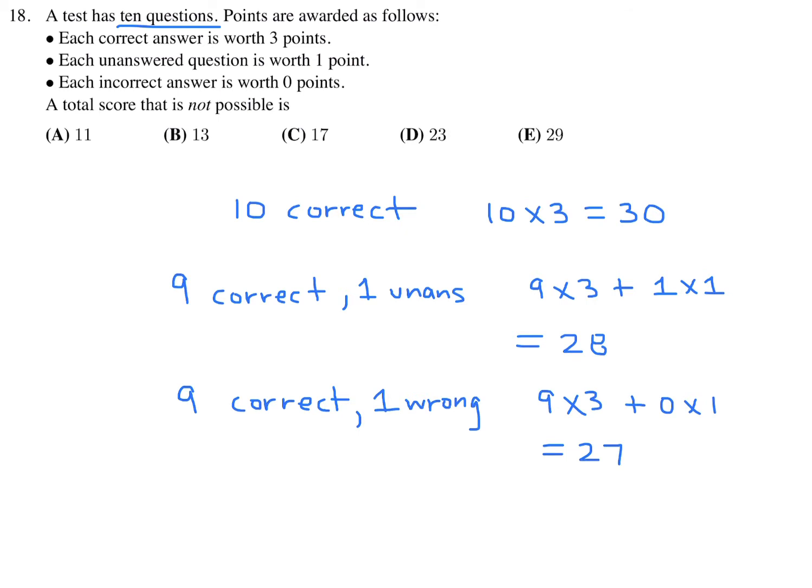And then so on down, right? 8 correct, 1 unanswered, and so on. Notice there's one score that's not possible. It is 29. There's no way of getting 29 with this scoring system. So number 18, the answer is E.